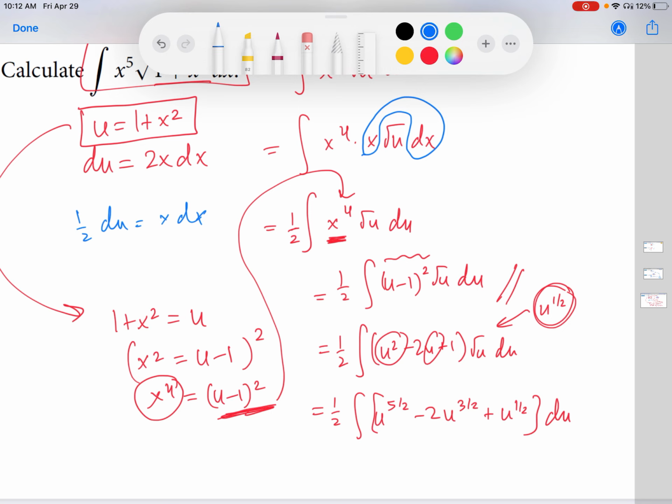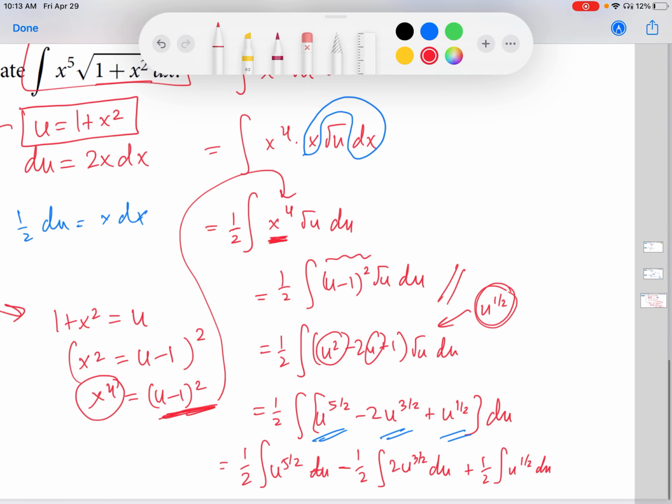Each one of these terms is a power function, so we can apply the integral version of the power rule. And because we know about the properties of integration, right? Check out video 18.2, I believe, in this series for a review of that. We know that we can split up this integral into the integral of 1/2 u to the 5/2 du, minus 1/2 times the integral of 2u to the 3/2 du, plus 1/2 the integral of u to the 1/2 du. So that's by properties of integration. And then I can apply the integral version of the power rule here.